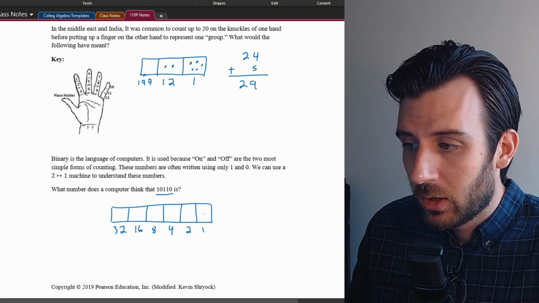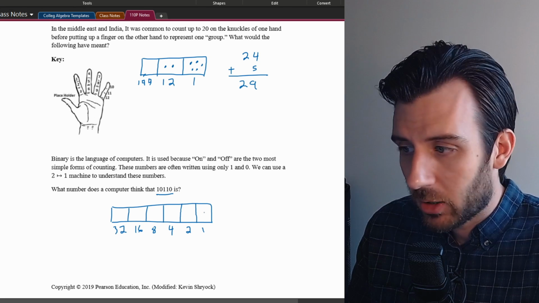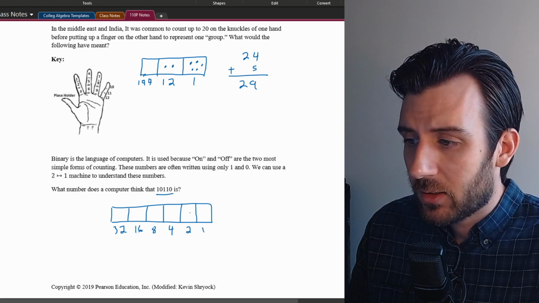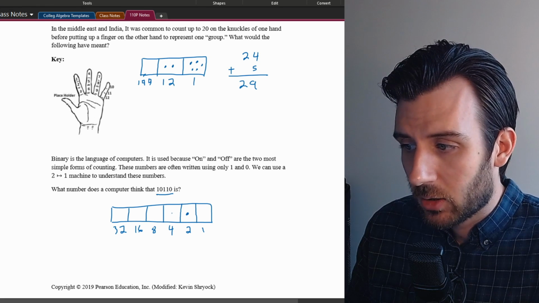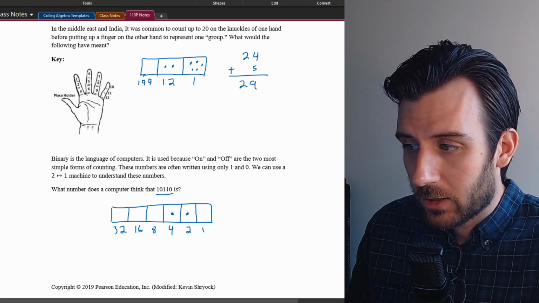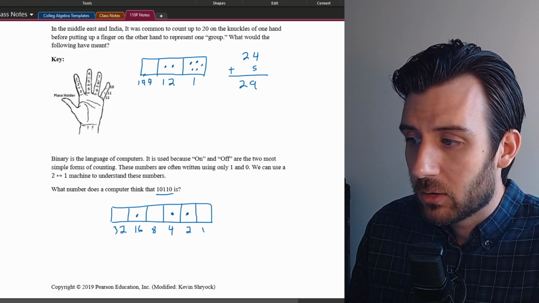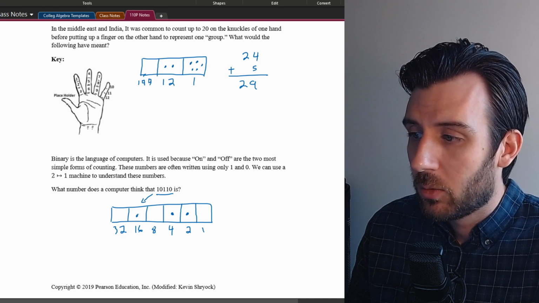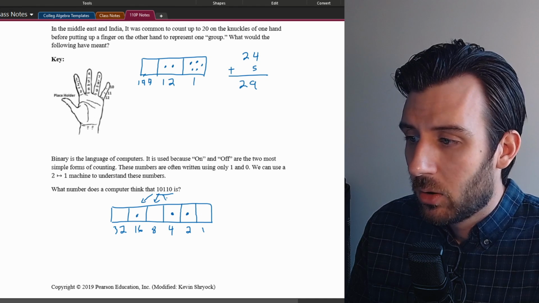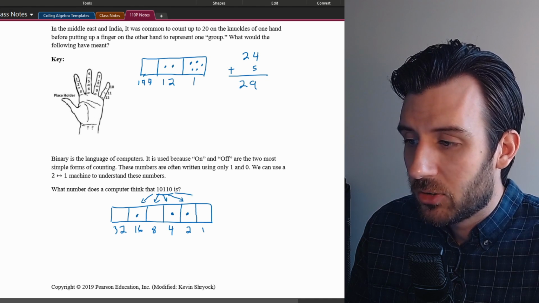We have 0 in our 1 box, so I'm not going to put any dots. I then have 1 dot that's going in my 2 box. Okay, good. And then 1 dot that goes in the 4 box. I then have nothing that goes in my 8, and I have 1 that goes in the 16. So just to clarify, the 1s went here, the 0, 1, 1, and 0.